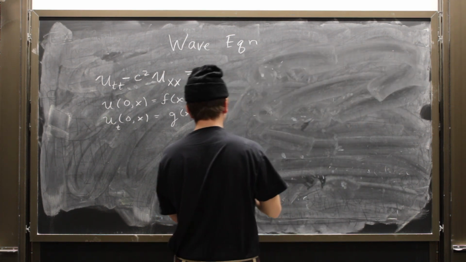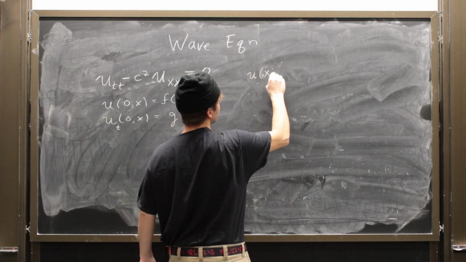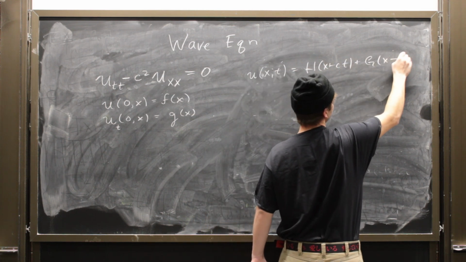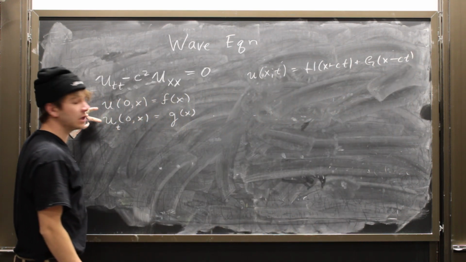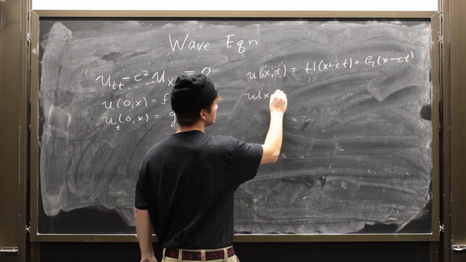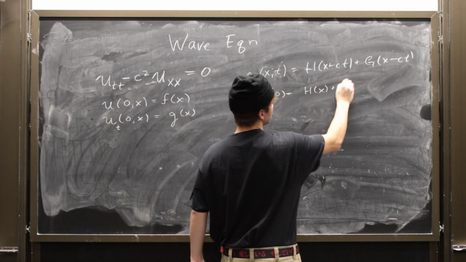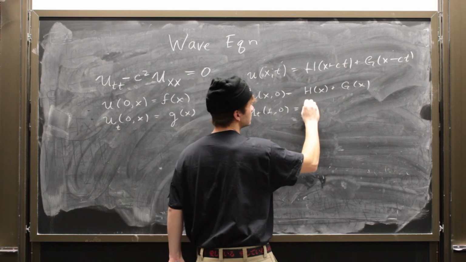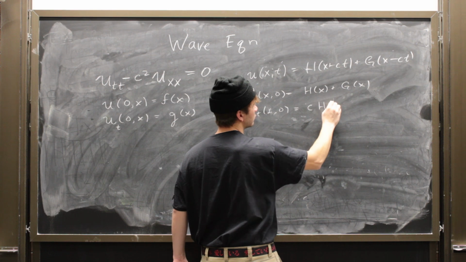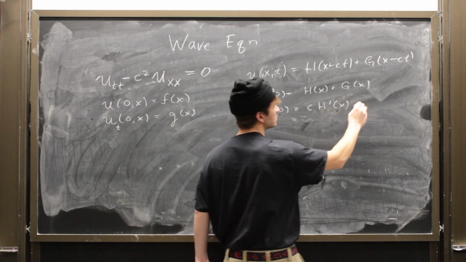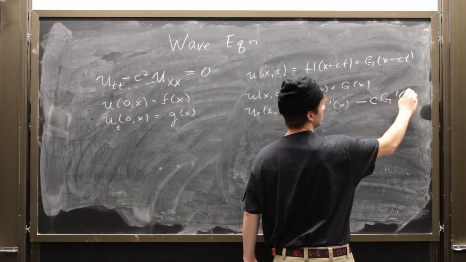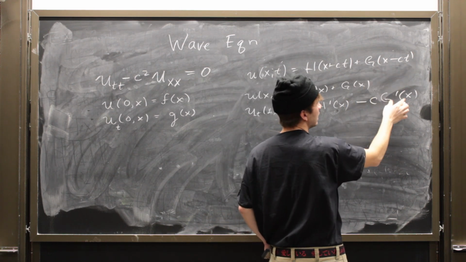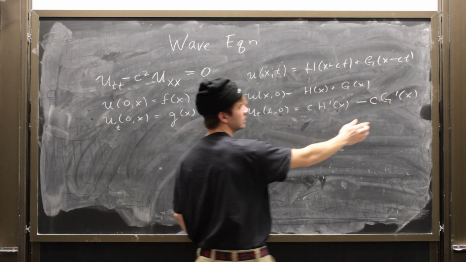And now once we have this, I'm going to write u of x and t is some h of x plus ct plus g of x minus ct. So with this in hand, I can now just plug in my initial data. I get u of x, 0 is h of x plus g of x, and u_t of x, 0 is, if I take the time derivative, this c comes out, h prime, and then evaluate at t equals 0, h prime of x, minus c g prime of x, where again, taking the time derivative of this quantity, the minus c pulls out by the chain rule, and then I evaluate the derivative at t equals 0 to give me g prime of x.